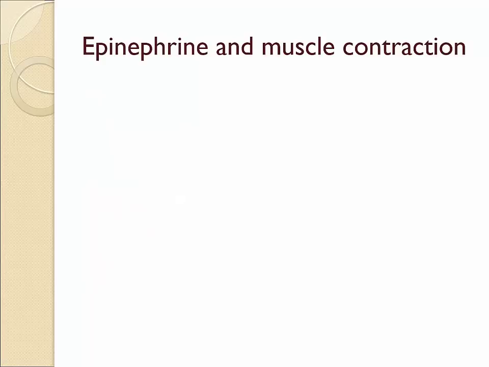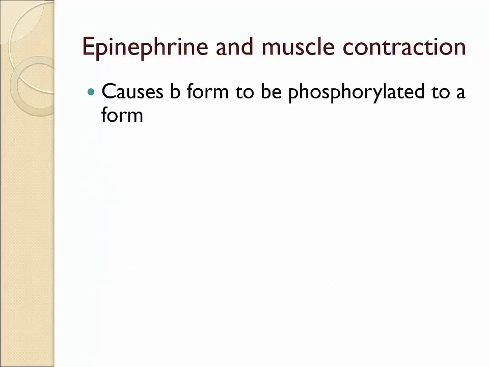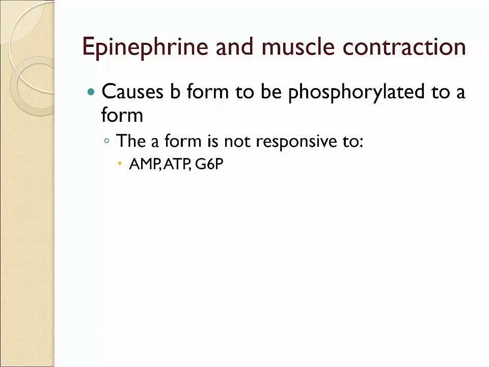But that's not all that the muscle does. Occasionally we have an epinephrine event. So this is very, very important for the muscle, and we're going to also have strong muscle contraction rather than just sort of maintenance muscle contraction. So in this case, the B form of phosphorylase becomes phosphorylated, turning it into the A form. The A form is not going to respond to AMP, ATP, or glucose 6-phosphate.